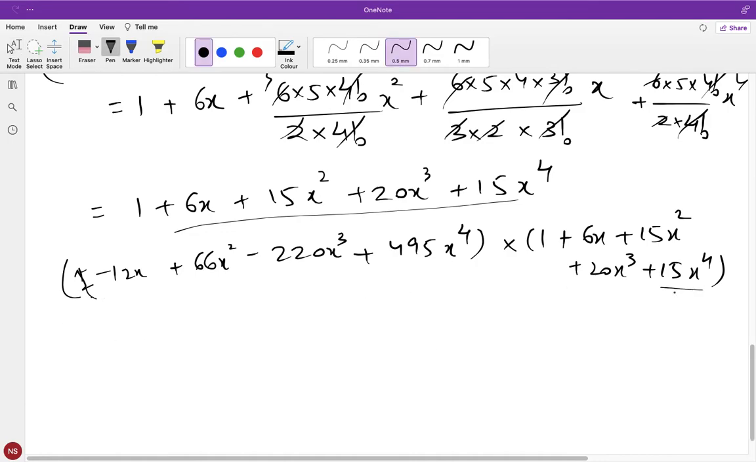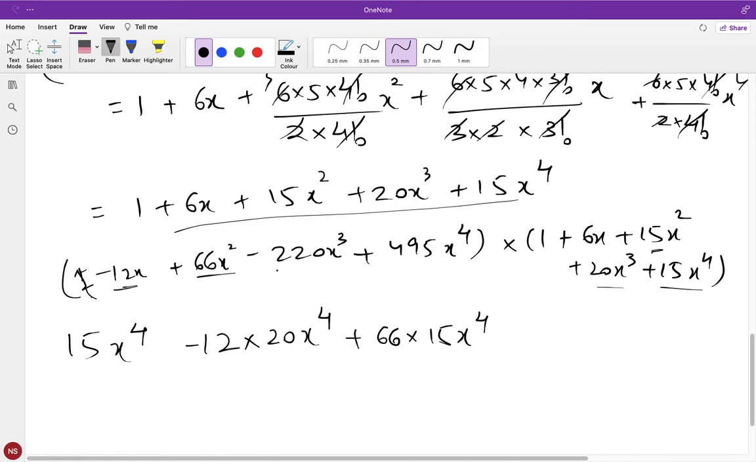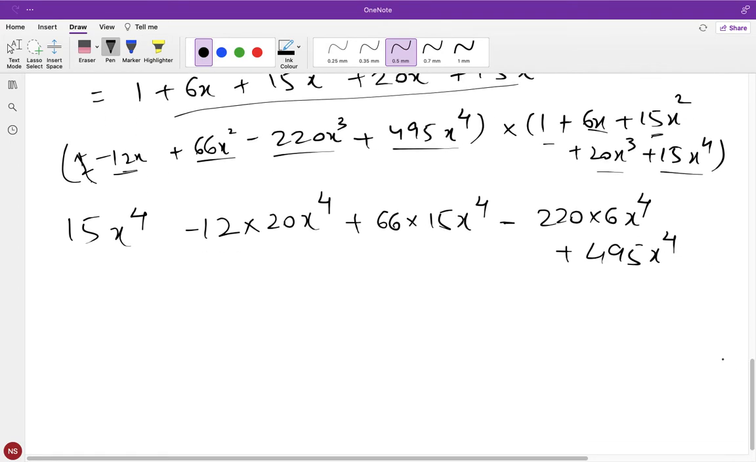I multiply 1 with this, I will get x⁴. So first term is 15x⁴. I multiply this with x cubed. So minus 12 times 20x⁴. This will be multiplied with this. So plus 66 into 15x⁴. This will be multiplied with this. Minus 220 into 6x⁴. This will be multiplied with this plus 495x⁴. So this is the term for x raised to the power 4 in the expansion of the given series. I take x⁴ common. I don't want to write it again and again.